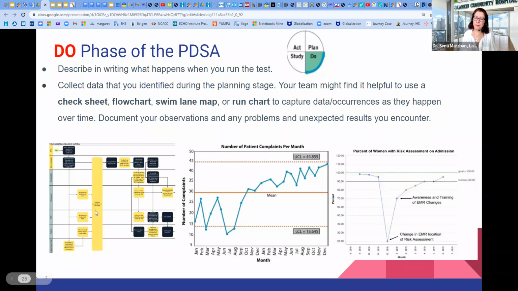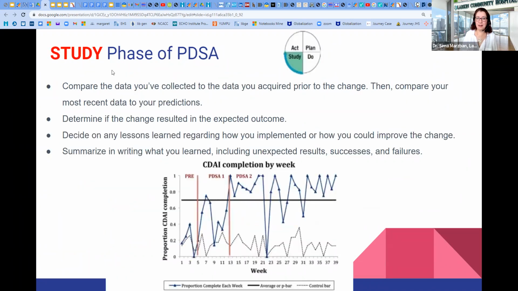Next lecture, we will go totally to measurement and tools for measurement and everything that is working with these measures and measurable outcomes in the departments. So document your observation and any problems with that. In the study phase, compare the data you have collected to the data you predicted prior to the change. It's important to have a comparison.